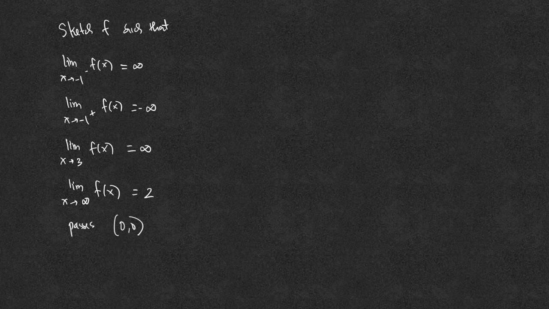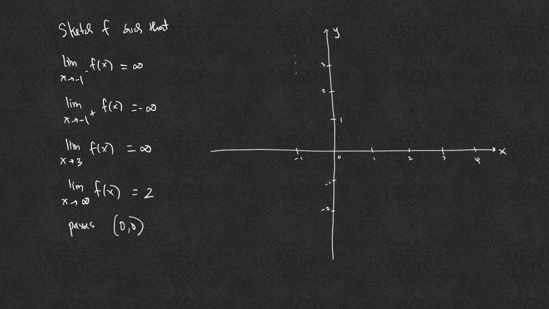After analyzing the problem, we know that there is a vertical asymptote at x equals -1. So we would go in there and put in the vertical asymptote using a dotted or dashed line. There is another vertical asymptote at x equals 3, and there is a horizontal asymptote at y equals 2. And so the asymptotes will guide us to sketch the graph.